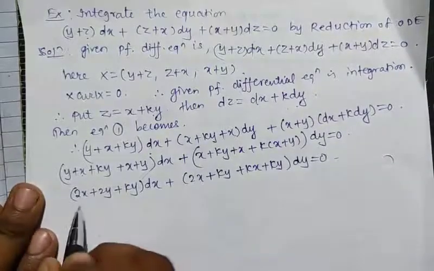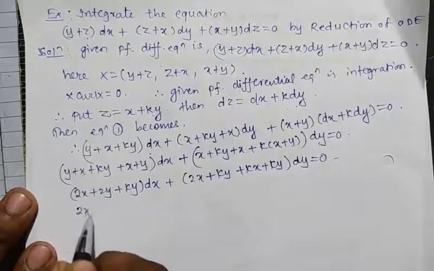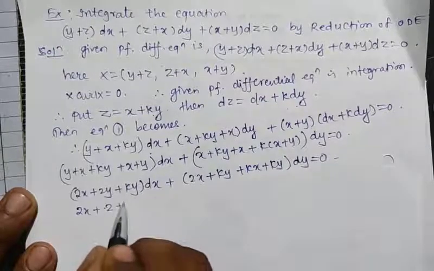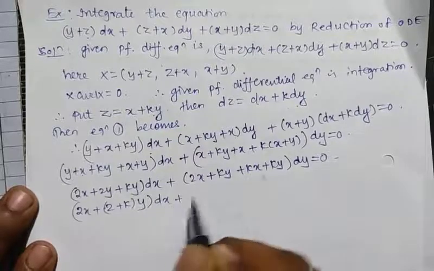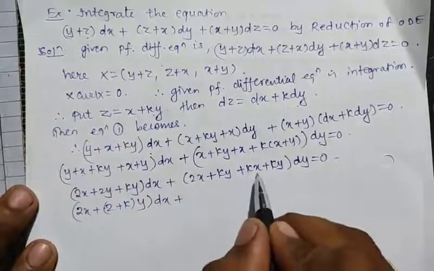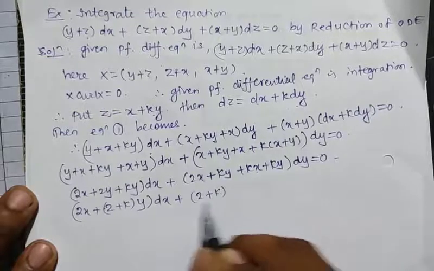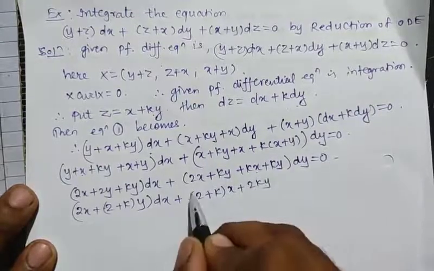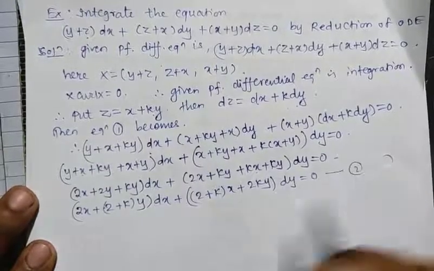Now here we get twice x plus, after separating y, (2 plus k) into y dx plus, after taking x as common, (2 plus k) into x plus 2ky into dy equal to 0. Call this equation 2.